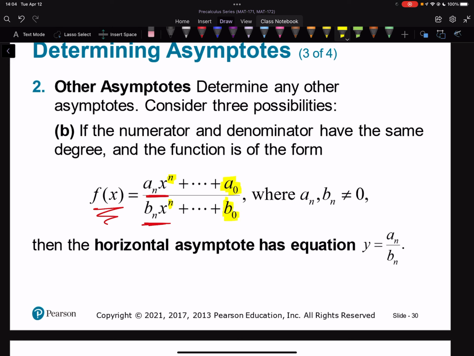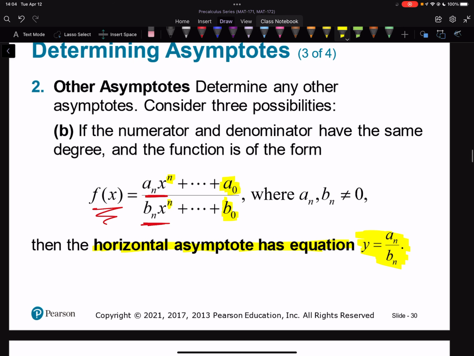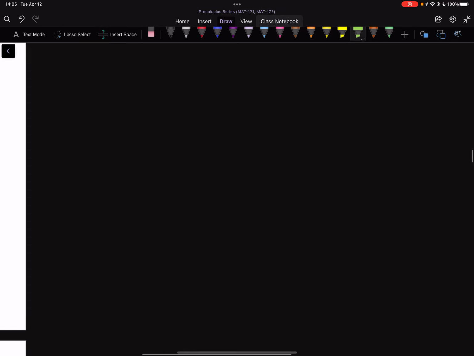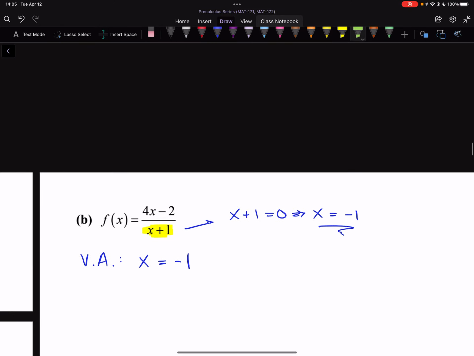Right? So if you have it in that situation, you see the leading degrees there and they're the same, then that horizontal asymptote, or the non-vertical asymptote, is going to have this equation: y equals the leading coefficient, and I'll highlight that in a different color, the leading coefficient of the numerator over the leading coefficient of the denominator. All right, so we take a look at our cases, see if we have anything that looks like that.